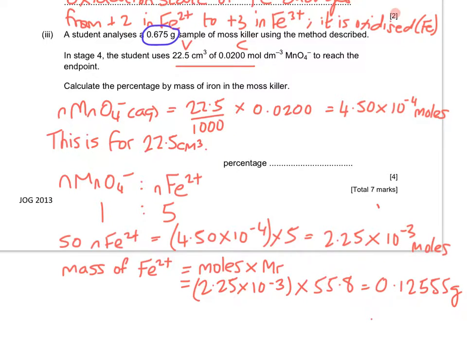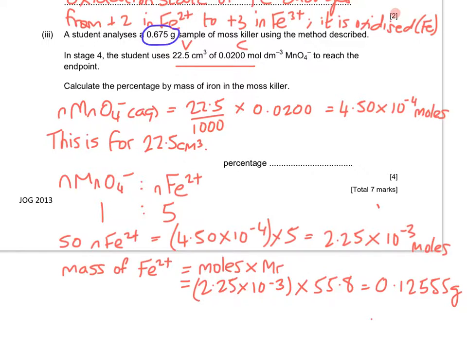I'm sticking to my calculator value to keep my accuracy up during the stages of the calculation, and I've worked out that the mass of Fe2+ is 0.12555 grams, because I've done moles times Mr. I've gone to a periodic table to find out the Mr of iron. Obviously the mass of Fe2+ will be the same as the mass of Fe, because it's only a matter of a couple of electrons, which have negligible mass, so it's not going to make any difference to the mass of iron metal.